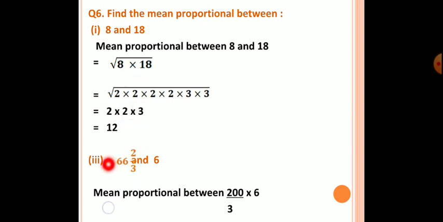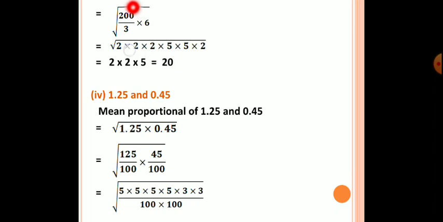Part 3 of the same question, that is 66 2 by 3 and 6. So the mean proportional between, converting 66 2 by 3 into improper fraction, we'll get 200 by 3 into 6. So root over of 200 by 3 into 6. So 3 1's are 3, 3 2's are 6. So we have to find the root over of 400, which you can write directly as 20, or we can factorize the number once again, that is 2 into 2 into 2, 5 into 5 into 2.